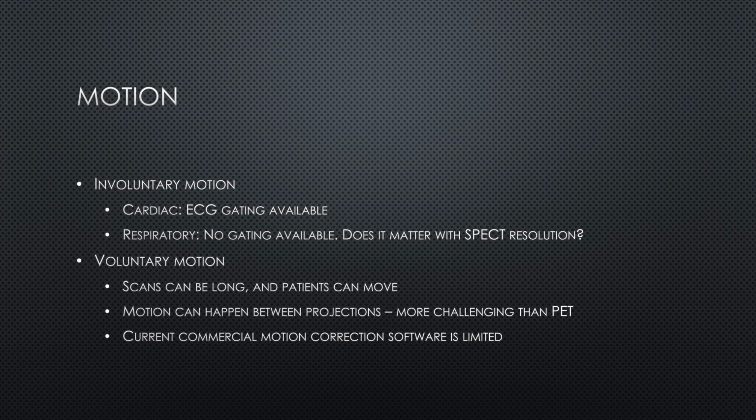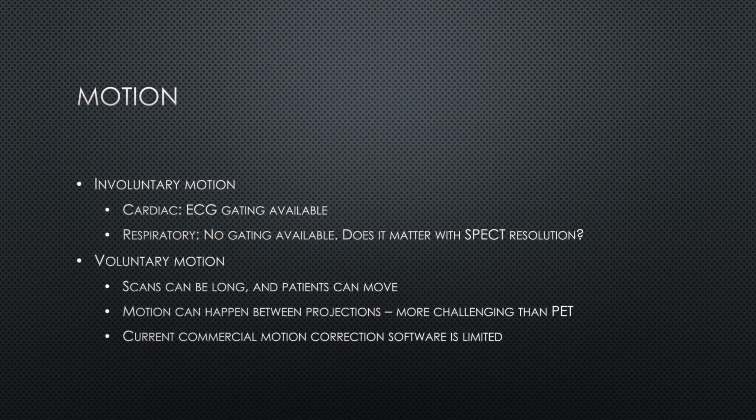Motion is another issue, but here our solutions are limited somewhat. So we know we have involuntary motion. That could be cardiac, where we actually do have a solution, and that we can use ECG gating to try and correct or to handle cardiac motion. In fact, we do so quite regularly when we do a myocardial perfusion scanning, for example.